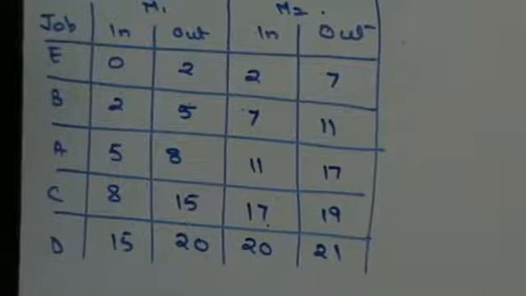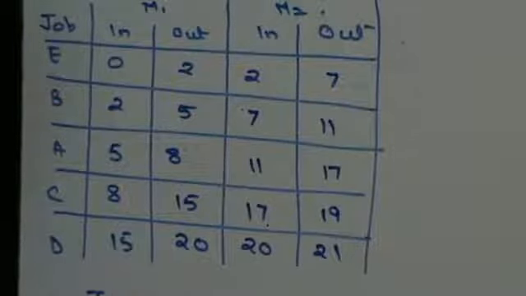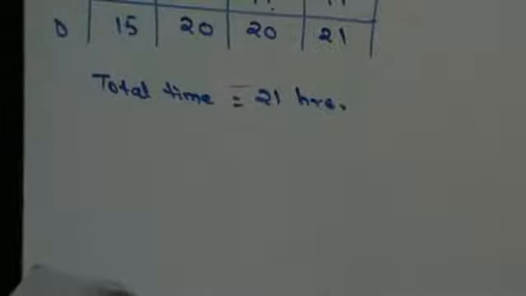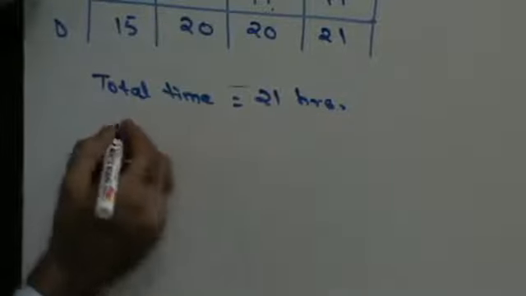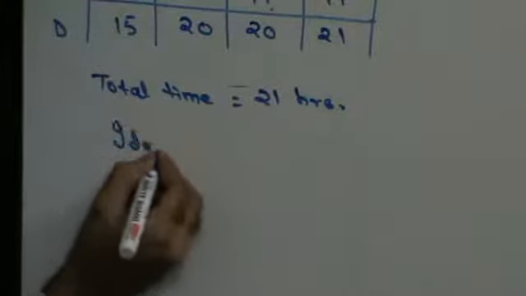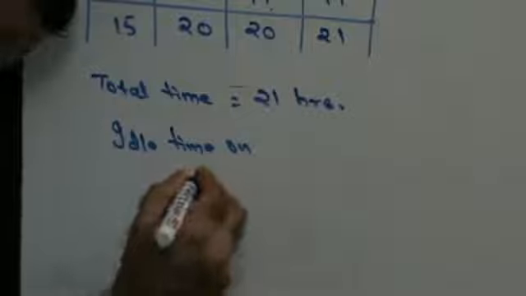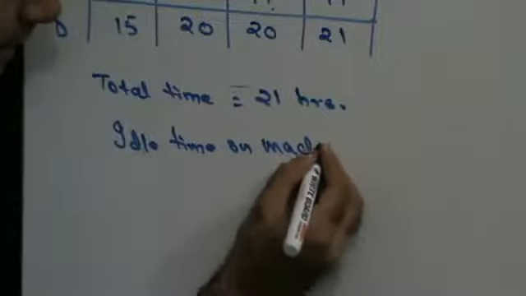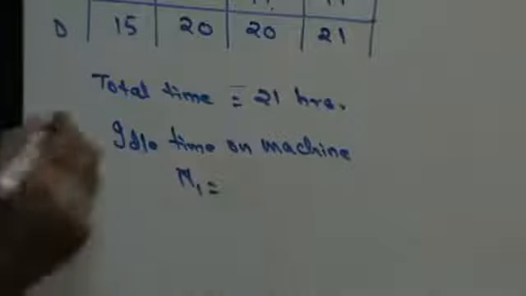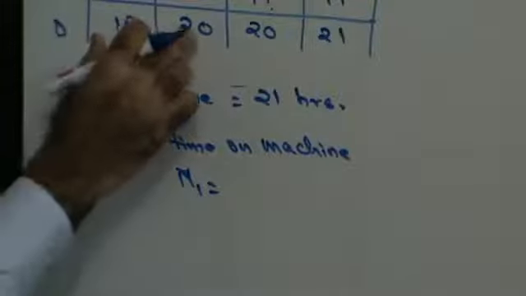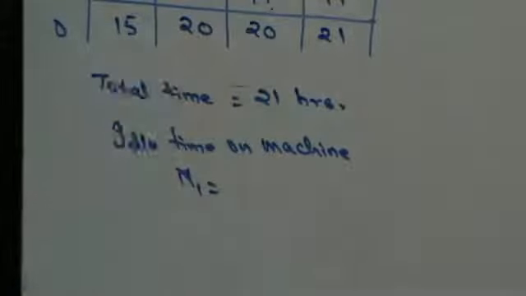So in that case, total time taken for the job is 21 hours. That's the minimum time, right? In that case, what will be the idle time? Idle time on machine M1. Now machine M1 finishes its work by 20 hours and the total work gets done in 21 hours. So machine 1 is going to remain idle for 1 hour.